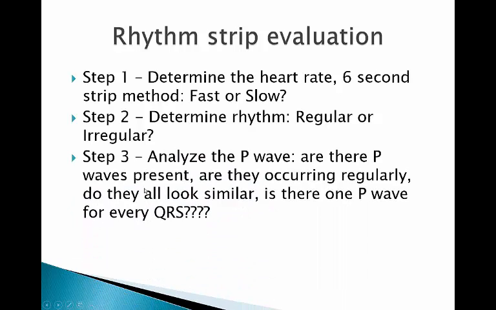Step 3, you have to look at the P wave. Are there P waves present at all? Do they all look alike? Is there one for every QRS, or are they funky looking? Are they upside down? Do some QRSs have them and others do not? Does it look like there's a whole bunch of P waves and only a couple QRSs? So look at the P waves. That's your next step.